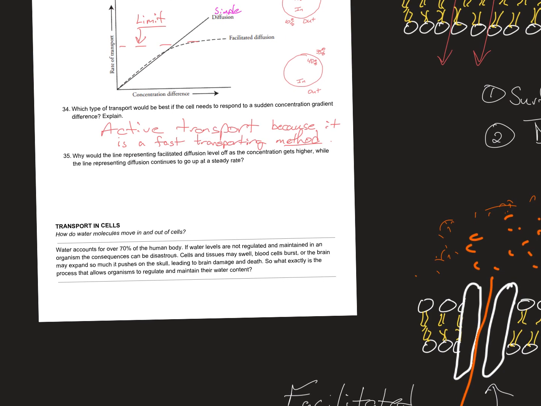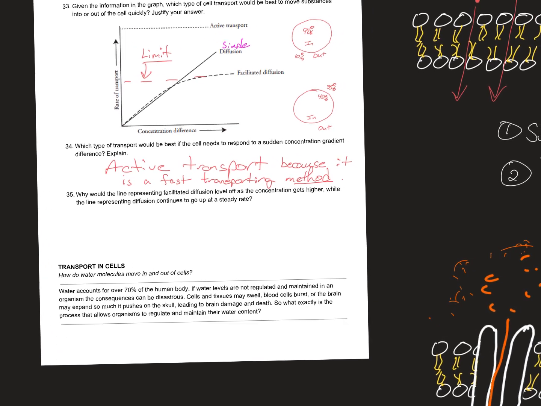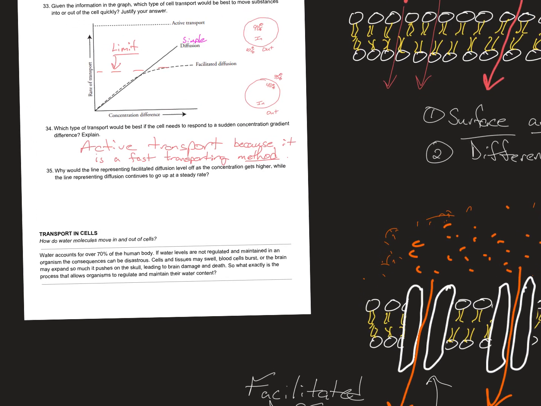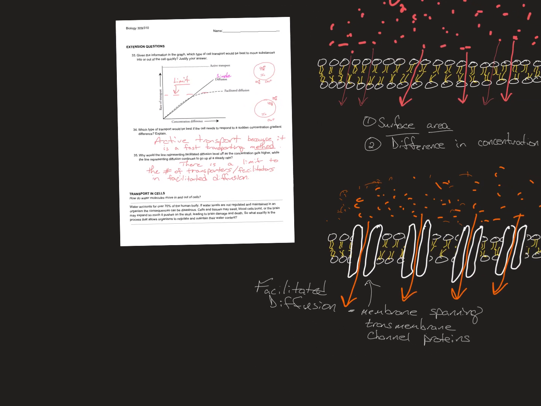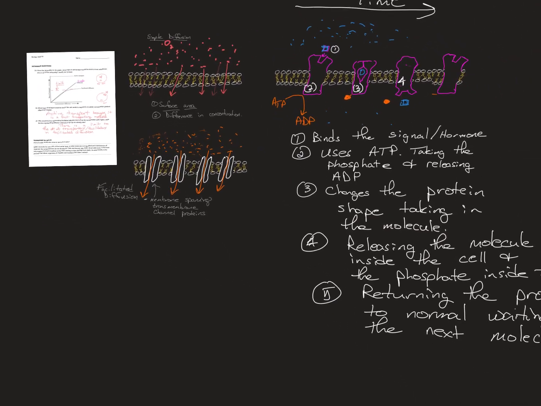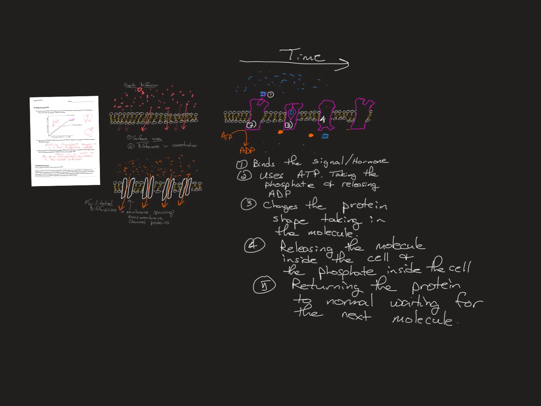Why would the line representing facilitated diffusion level off as the concentration gets higher while the line representing simple diffusion continues to go up steadily? We just explained that, and that's because there's a limit to the number of transporters, the facilitators, in facilitated diffusion. Where diffusion is just simply the surface area of the cell membrane in total and the concentration difference. So again, those are the three big ones.